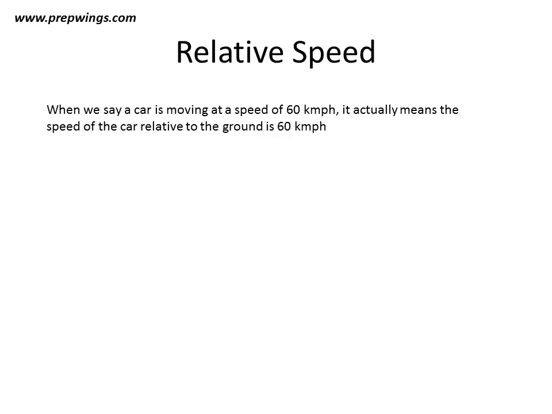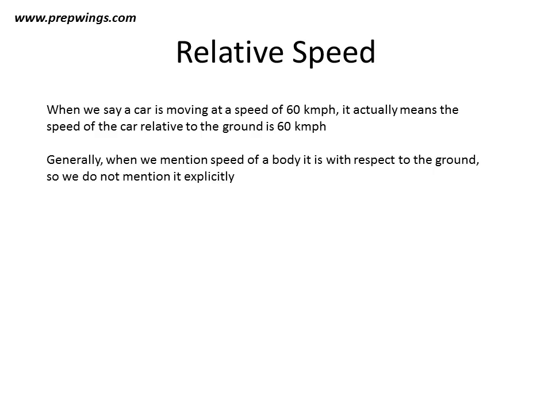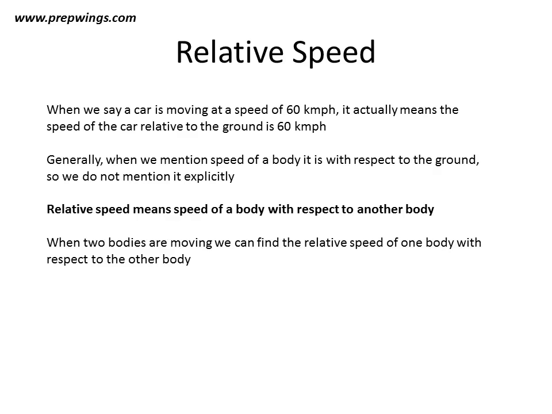Okay, in this video we'll talk about relative speed. When we say a car is moving at a speed of 60 km per hour, it actually means that the speed of the car is with respect to the ground, or relative to the ground. Generally, when we mention the speed of a body, it is with respect to the ground, so we do not mention it explicitly. Relative speed actually means the speed of a body with respect to another body.